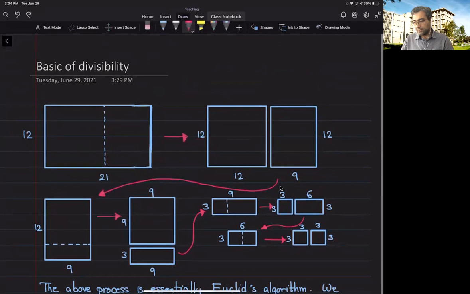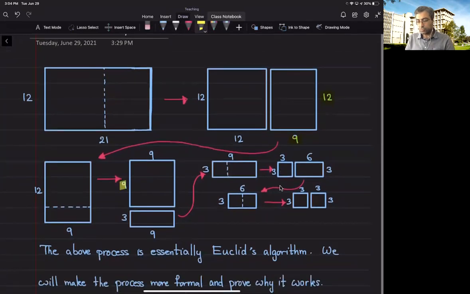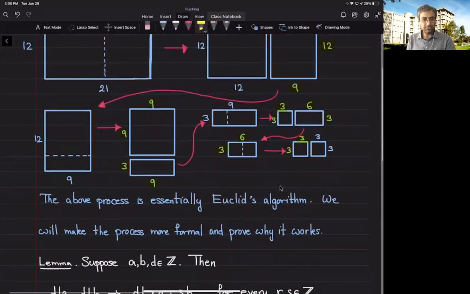And then we repeat the same process for this 9 by 12 rectangle, meaning I cut out this 9 by 9 square, and the remaining rectangle would be 3 by 9. I repeat this, and I end up cutting this 3 by 3 square out of this 3 by 9, and the remaining rectangle would be 6 by 3. And I do the same for this rectangle, and cutting out this 3 by 3, the remaining shape is a square. It's a 3 by 3 square, and that's our GCD. This process is essentially Euclid's algorithm.